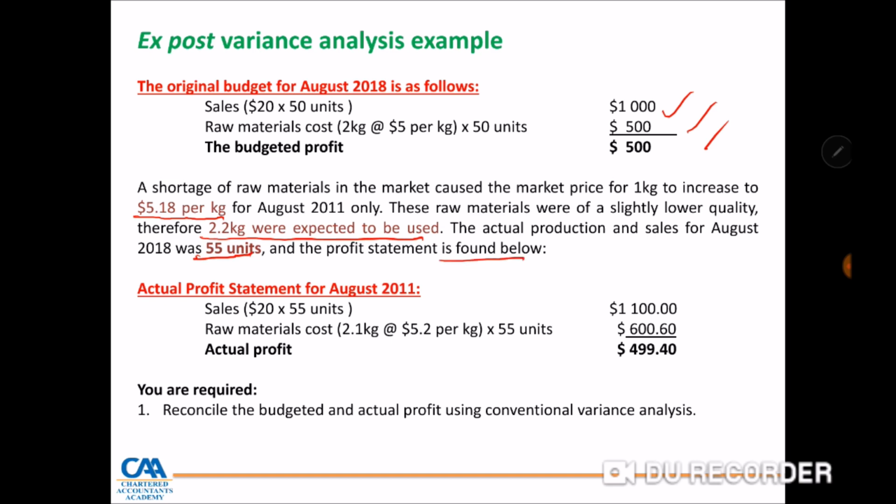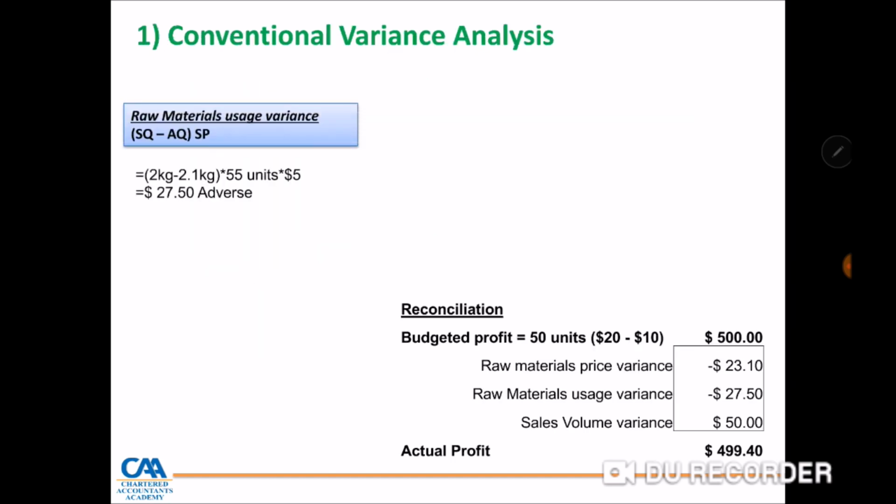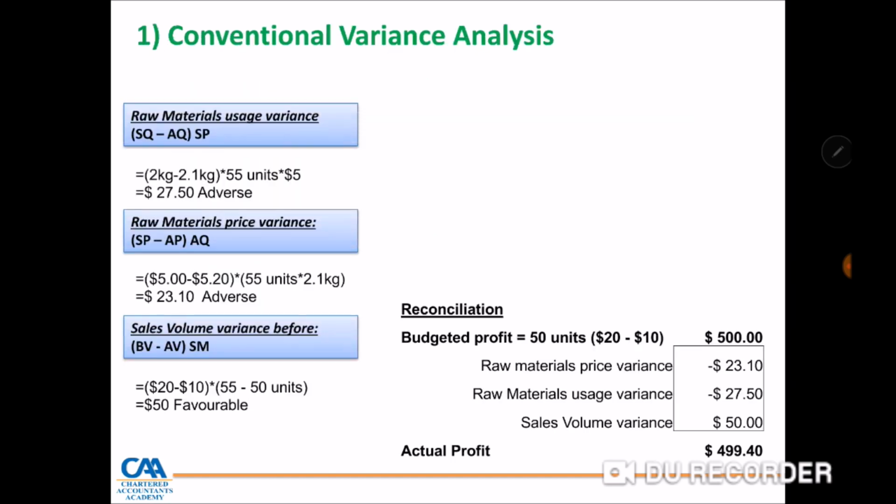So actual, I'm now saying 20 and 55. So actual profit is 409.4, budgeted 500. But now I want to say, why are we having a difference? So I can do a reconciliation of my budgeted profit against my actual profit, calculating my usage variance, my price variance, my volume variance. Then I can do my reconciliation. Actual profit is based on what I anticipated, isn't it? So from my budget, what caused me to have a difference?